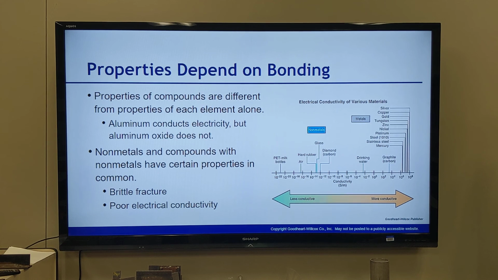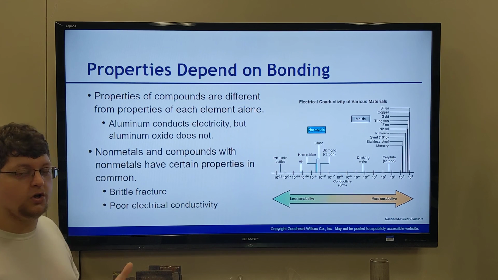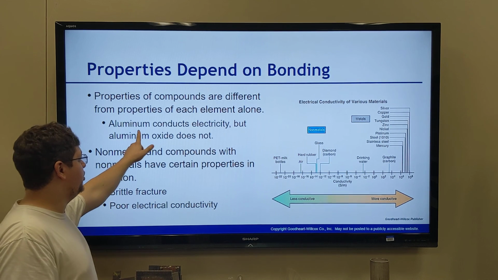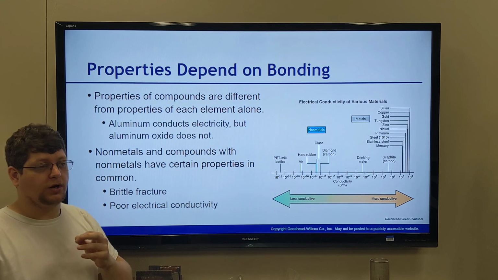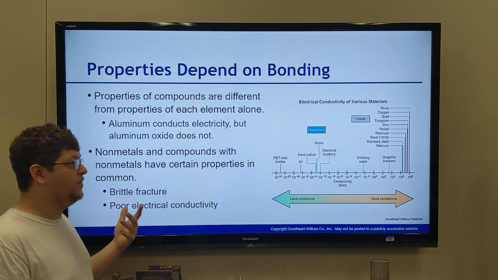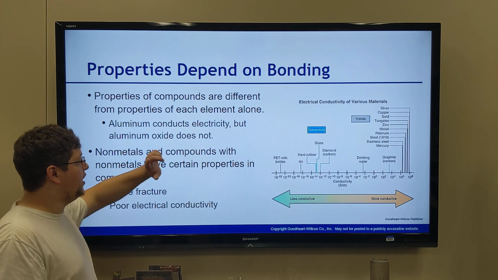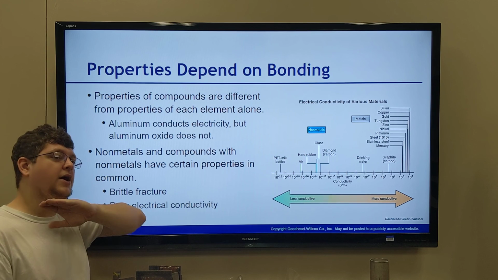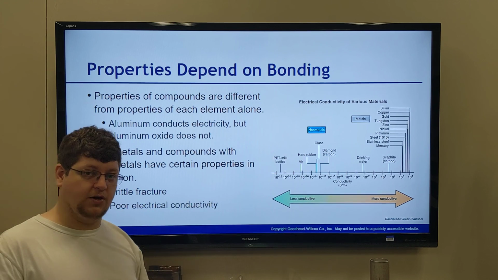Something to think about, and this is very important for those who are going to take aluminum TIG, is that aluminum conducts electricity very well. You can get aluminum wire for electrical components, but aluminum oxide does not. That is the layer that's on top of aluminum. That's why you have to get that oxide off before you TIG weld.